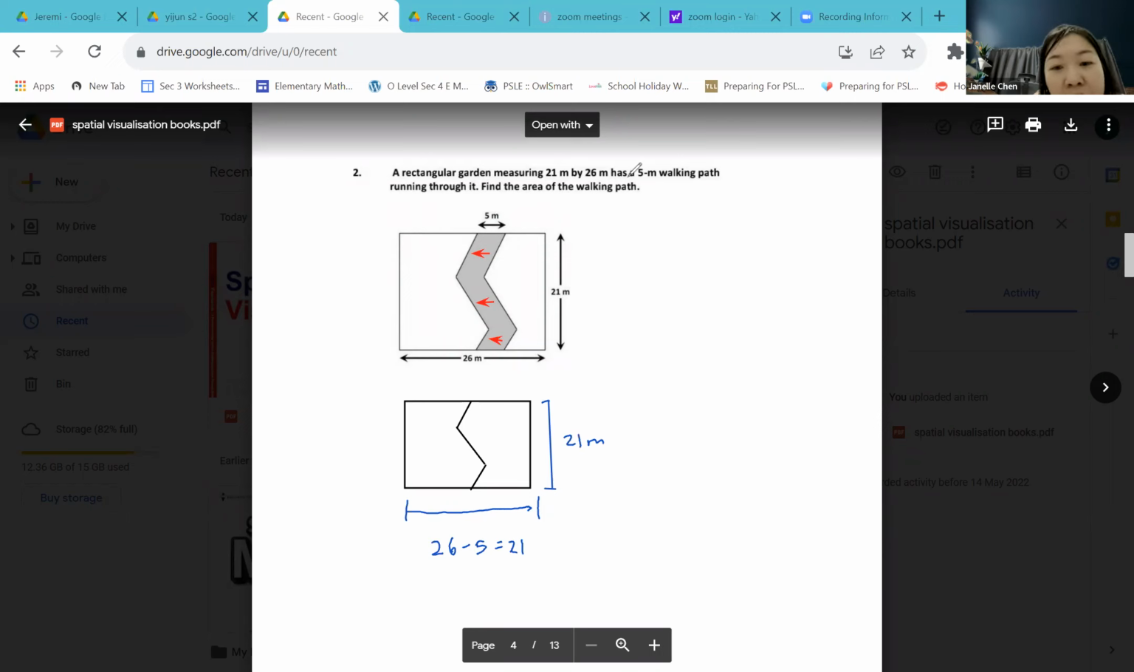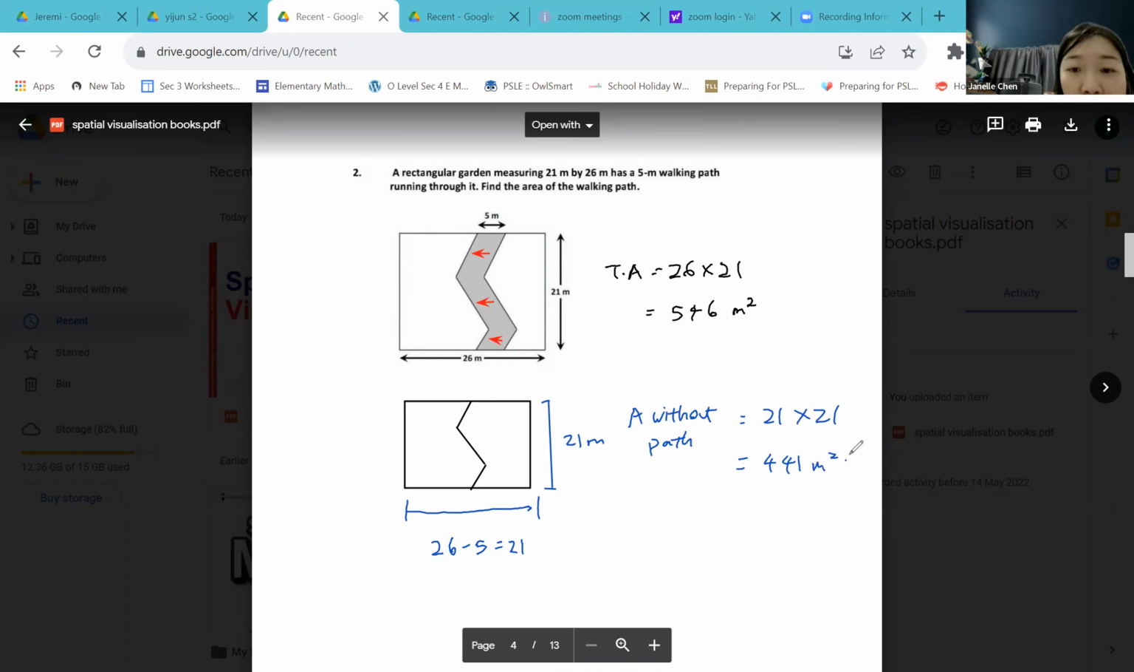It's basically a piece of cake. What you actually need to find is the total area at first, whereby we have 26 multiplied by 21. You can do your multiplication or you can do your mental sum. What I have here is 546 meter square, followed by the second one. After I do my visualization, my area without the path will then become 21 times 21. Am I correct? So 21 times 21 here we get 441 meter square.